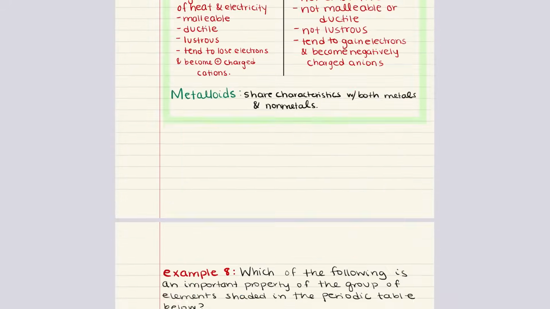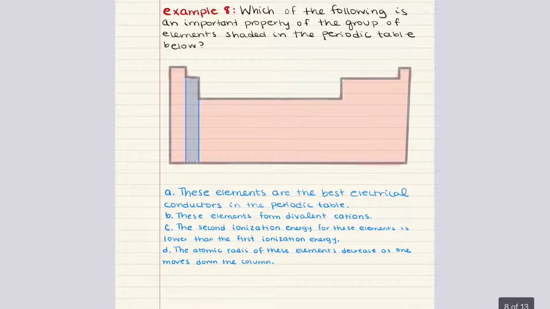Now, moving on to problem 8. Problem 8 says, which of the following is an important property of the group of elements shaded in the periodic table below? Wonderful. Now, in this problem, we're asked to identify an important property of the group of elements that's shaded. The shaded elements belong to group 2, which consists of alkaline earth metals. These elements include beryllium, magnesium, calcium, strontium, barium, and radium. So let's analyze the options and work through the problem that way.